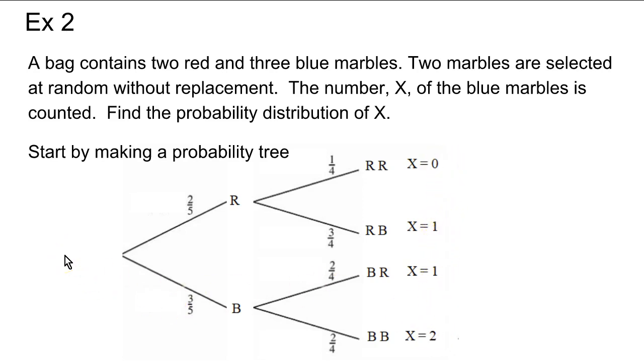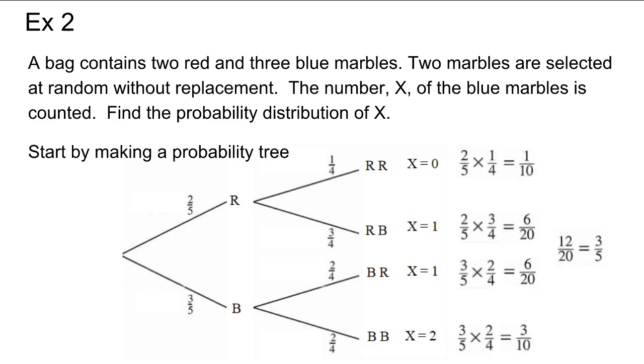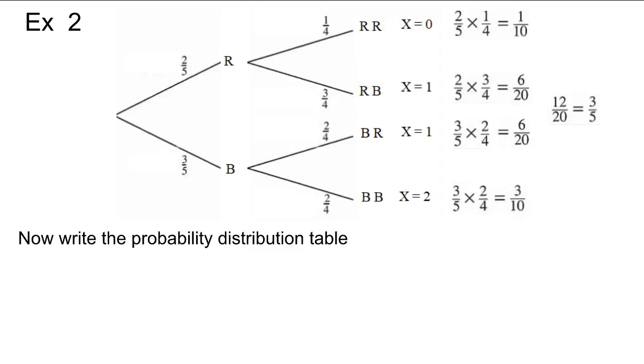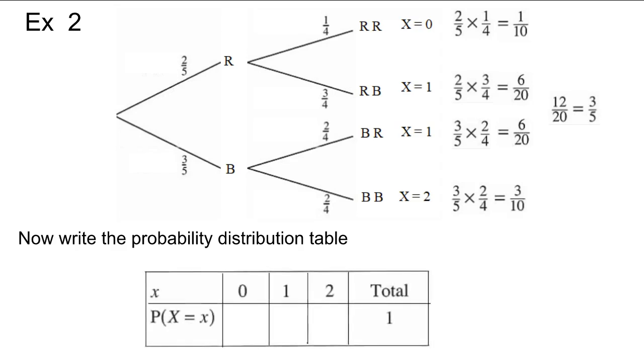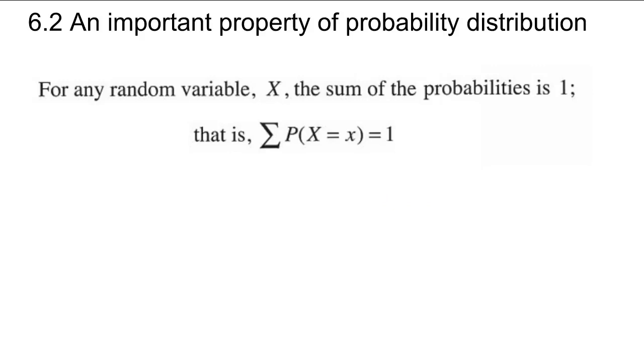So make a probability table like we talked about, where the different possibilities are across the top. You got 0, 1, and 2, and then find the probability of each one, and then put that below. Pause it and try that. All right, so hopefully you got these as your probabilities, and then hopefully when you put them together on a table, you got something like this: 1/10, 3/5, 3/10, and then it should equal 1.